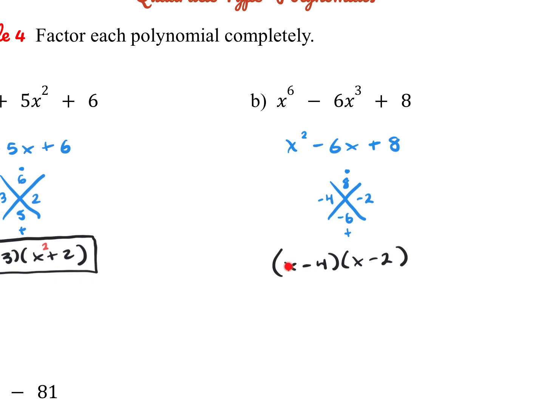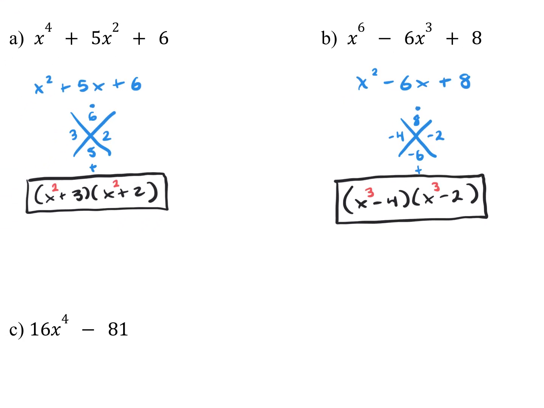But from here, remember, we need to adjust this first degree. If we multiply this times this, we would get x to the 6th. So you're going to look up here, and we're essentially just going to divide it by 2, and that should be the degree in our factor. So we have x cubed minus 4 times x cubed minus 2, because x cubed times x cubed is x to the 6th. And then you could ask yourself, can I factor these more? But 4 and 2 are not perfect cubes, so we can't factor more with our difference of cubes, which means we are done.